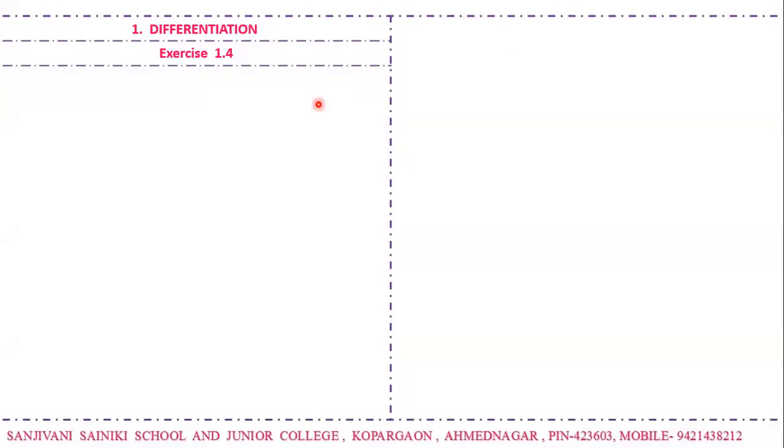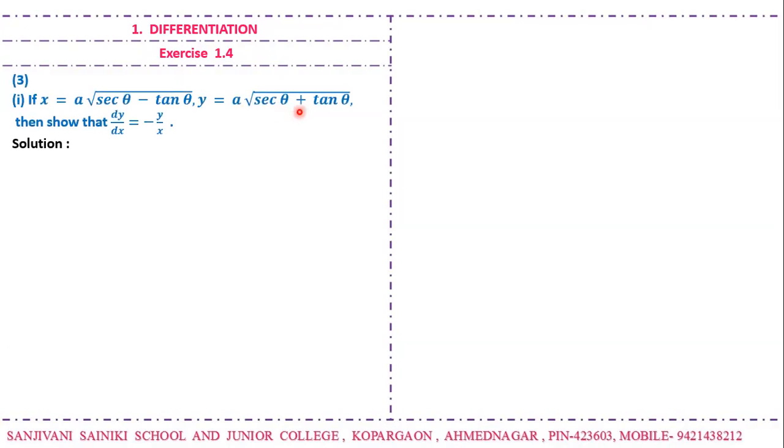Today again we will continue the same exercise, 1.4 from the chapter Differentiation. The first example in that is x equals a root of (sec theta minus tan theta), y equals a root of (sec theta plus tan theta). Then we have to show that dy by dx is equal to minus y upon x.